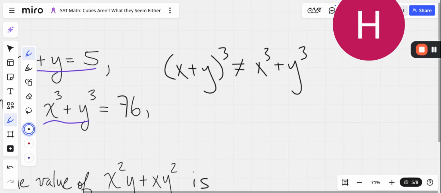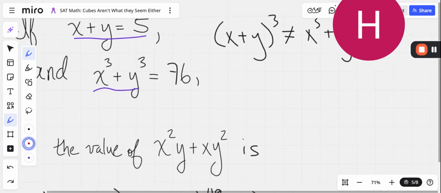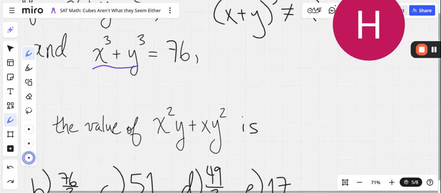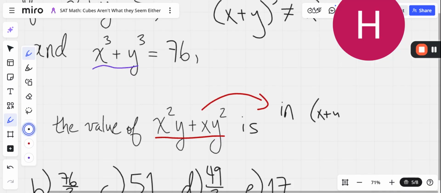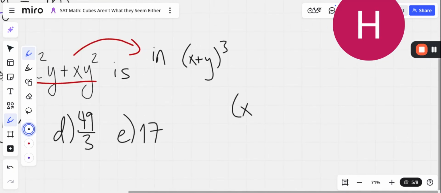What does (x plus y) cubed really turn into? It does have x cubed and y cubed in it, but that's not the full expansion. In fact, you'll notice that we're asked about the value of x squared y plus xy squared. That is probably involved in the expansion. It's somehow in the expansion of (x plus y) cubed. So what is (x plus y) cubed? Well, of course, this is (x plus y) times (x plus y) times (x plus y).